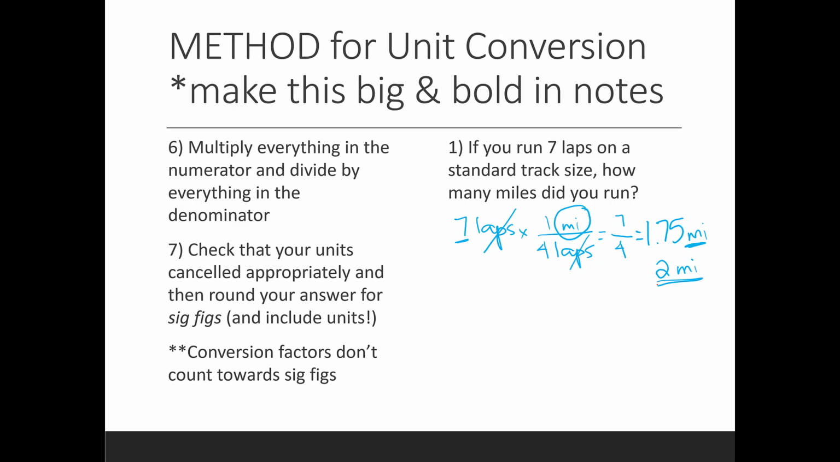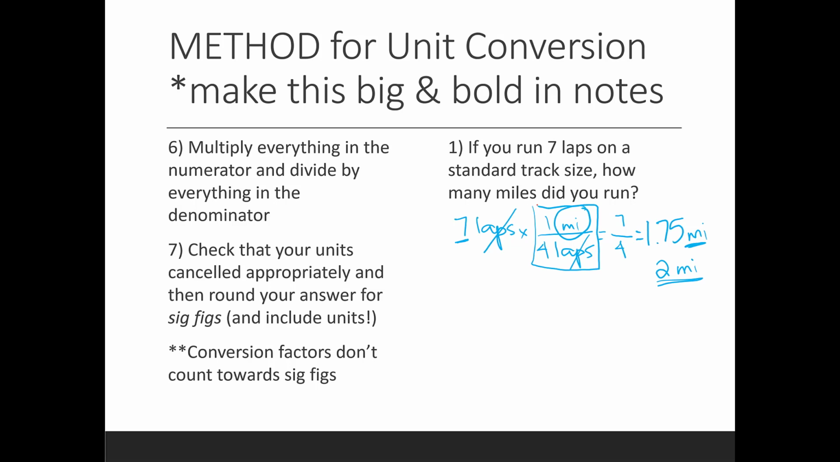Conversion factors don't count towards significant figures, so this stuff in the middle here does not contribute towards the number of sig figs, but they both have 1 anyway. And that's why sig figs is sort of weird, because in your head you're like, well, 7 laps is 1.75 miles. Why should I say that 7 laps equals 2?